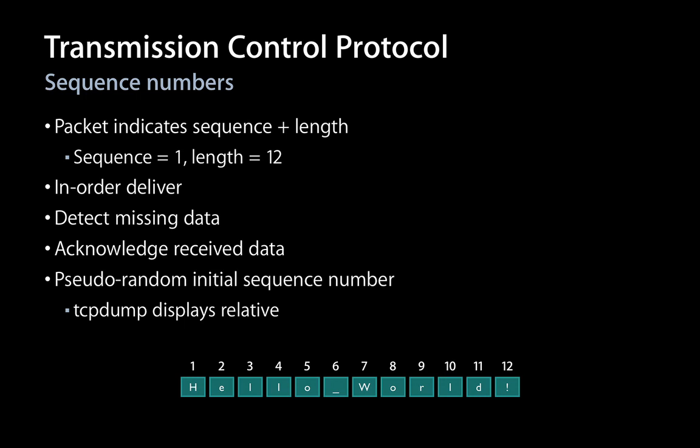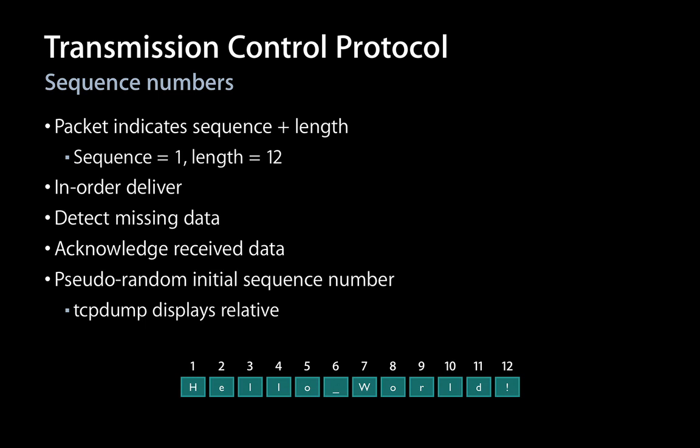TCP uses this for the in-order delivery. If it gets things out of order, it can use these sequence numbers to properly reorder things. It can also detect if there are gaps of missing data. It can use these sequence numbers to acknowledge to the remote side, I've got everything up to the sequence number, so the remote side knows it no longer needs to hold on to that data to retransmit it.